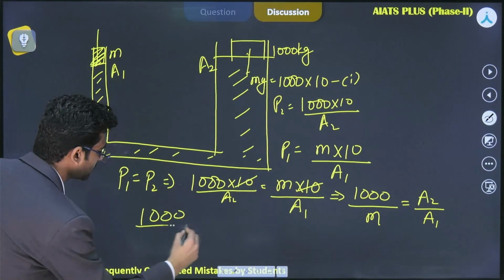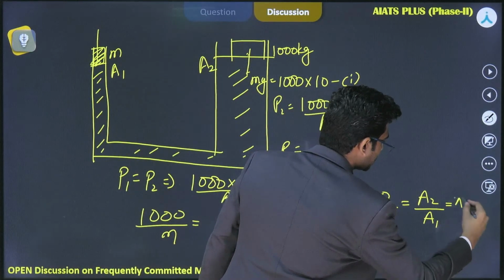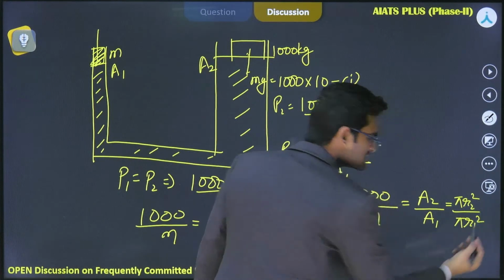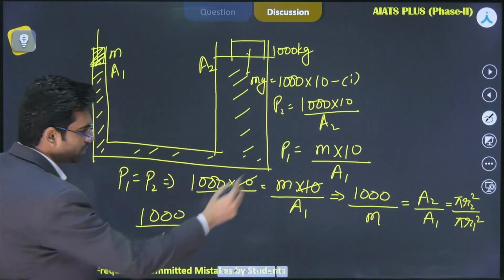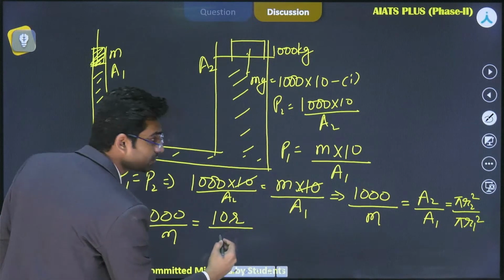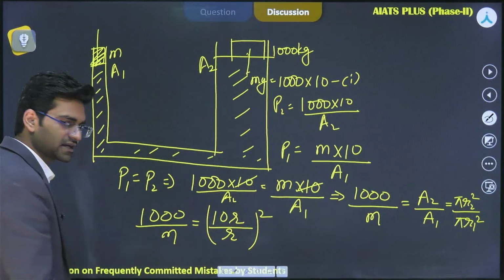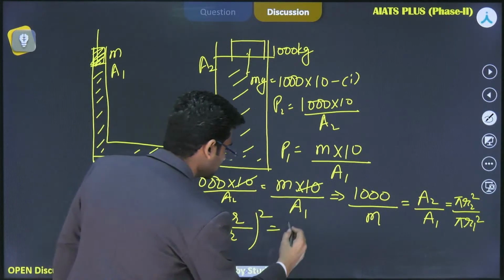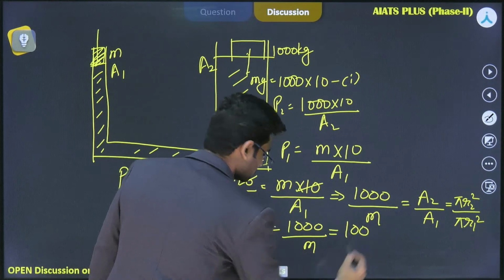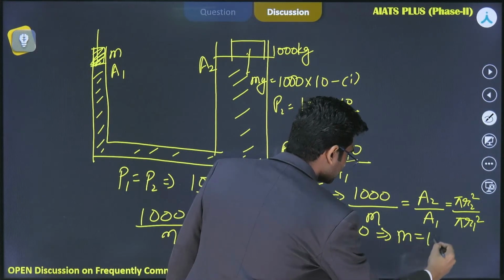1000 divided by M is equal to the area, pi R2 square divided by pi R1 square, let's say. Okay, so pi and pi will get cancelled out. R2 will be 10 R divided by R, the whole square. R and R will get cancelled out. This will become 1000 divided by M is equal to 100. So M would be 10 kg.